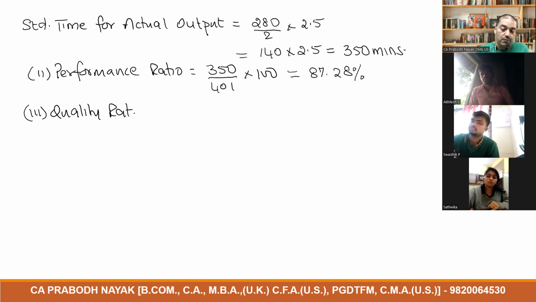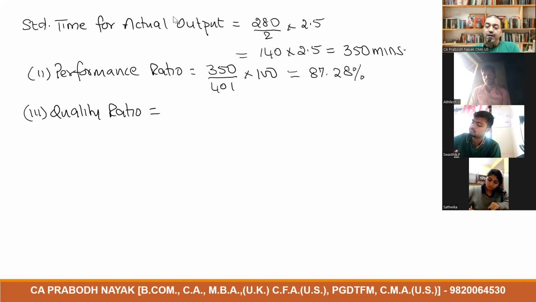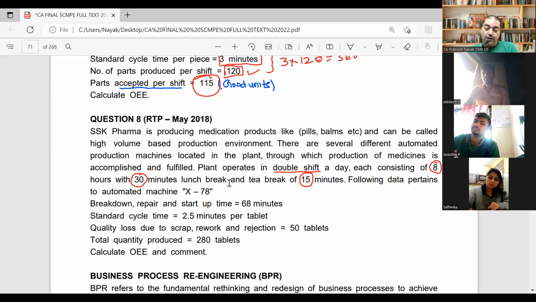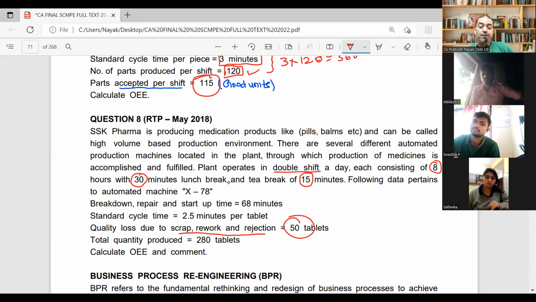Quality ratio: good number of tablets accepted in production divided by total tablets manufactured. What they have given is quality loss due to scrap, rework, and rejection is 50 tablets. Okay, this is the rejection. But 50 tablets total, so per shift it will be 25. And 280 tablets total, so per shift it is 140.